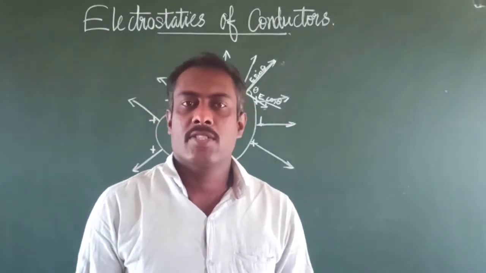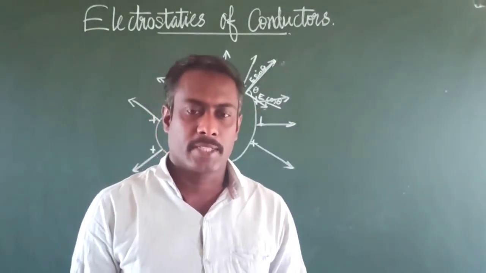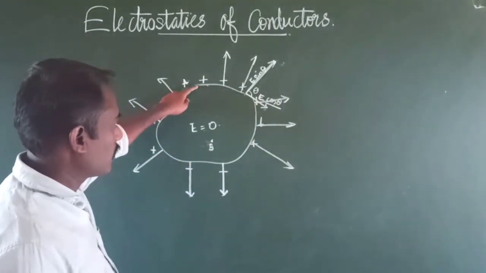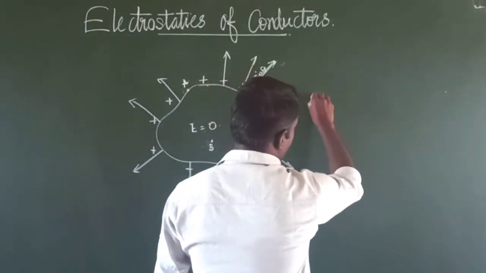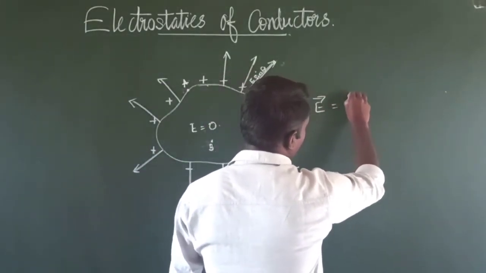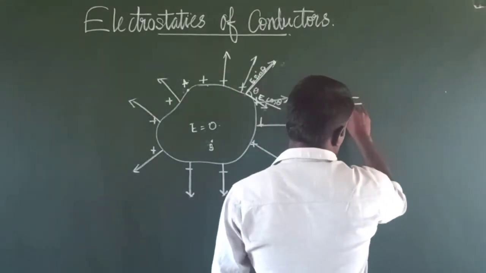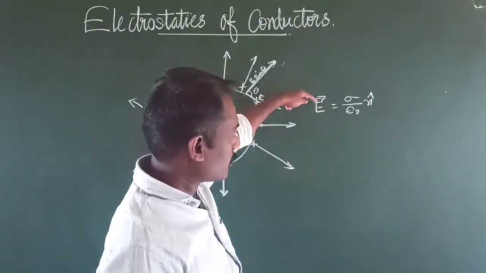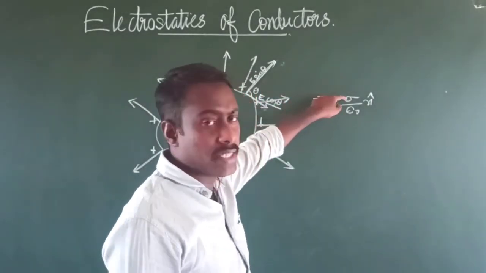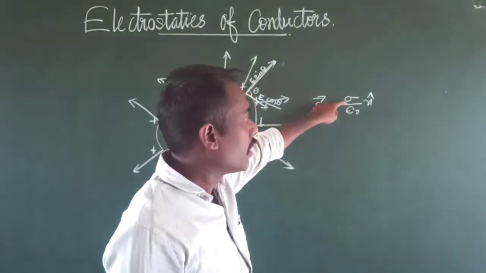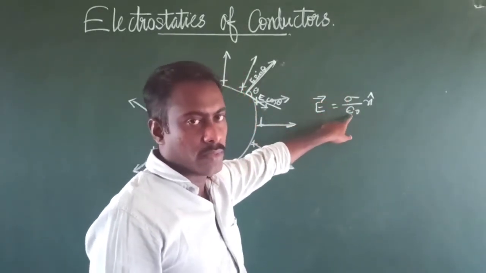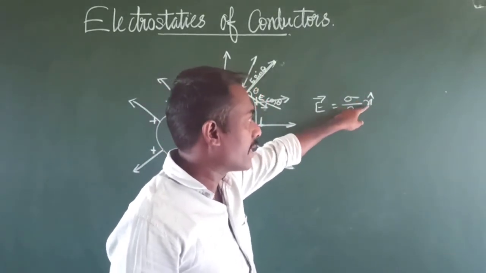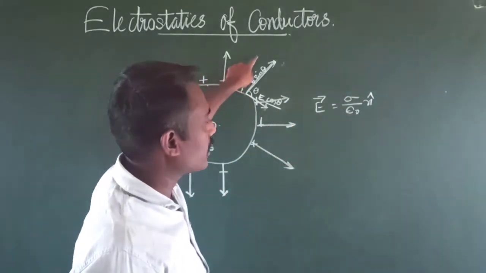Then let's talk about the charge density of the conductor. When we consider the charge density sigma on the surface of the conductor, we have E, the electric field, equal to sigma divided by epsilon 0 into n cap. Here sigma is the surface charge density and epsilon 0 is the permittivity. Then into n cap. What is the n cap? N cap is the unit vector in the direction of the electric field.